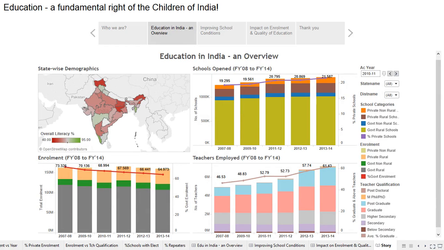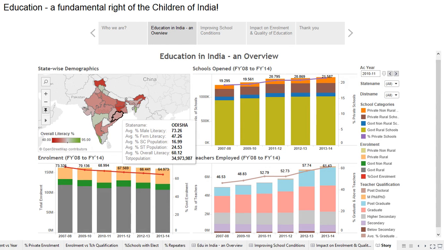If you can see, the graph to the left shows us the demographics state-wise. The color inside the graph talks about the overall literacy. If I move my cursor over a particular state, it gives me the demographics of that state in terms of male literacy, female literacy, scheduled caste population, scheduled tribe population, the overall literacy, as well as the total population.